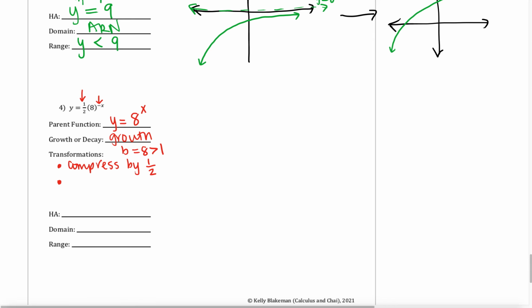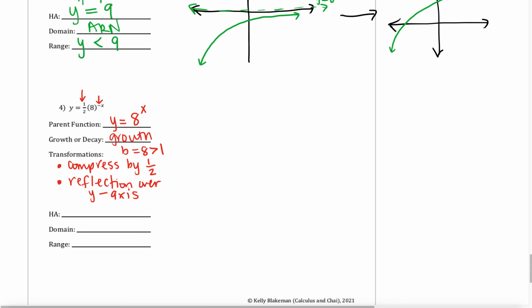Now this negative sign is a reflection. What type of reflection is this? This is a reflection over the y-axis. The reason it's a reflection over the y-axis is because the negative sign is being multiplied to the x itself. And because of that, it's changing on the coordinate level all of the x's to become negative, which flips the graph over the y-axis.